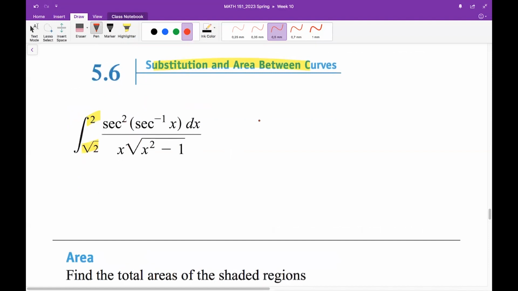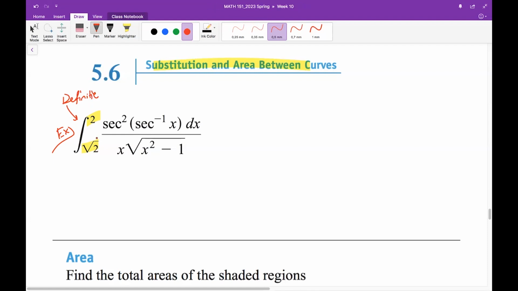Substitution and areas between curves. Okay, again, we have an integral evaluation question. The only difference is it is not indefinite anymore. This is a definite integral. Definite means that we have boundaries.